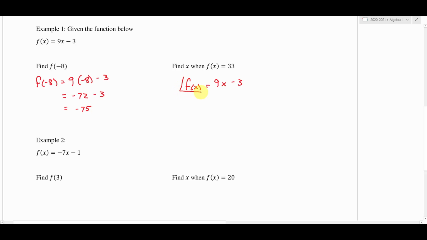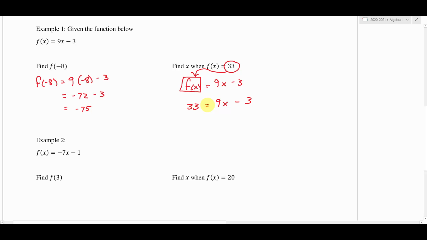This f of x is going to get replaced with this 33, because we want the output of the function to be 33. So I'm going to say 33 equals 9x minus 3. The 33 didn't go in for the x. It replaced this entire side of the equation because that's what we want to get out.